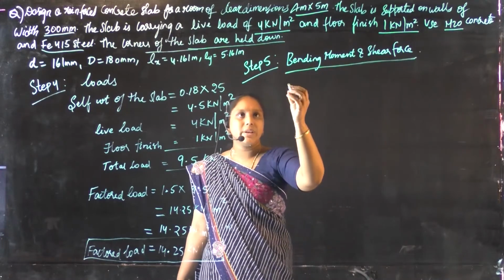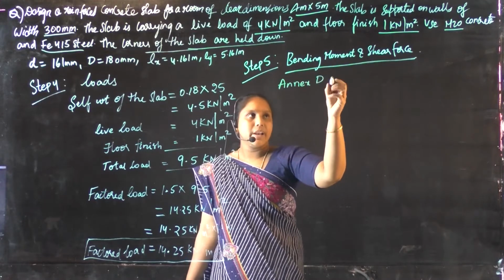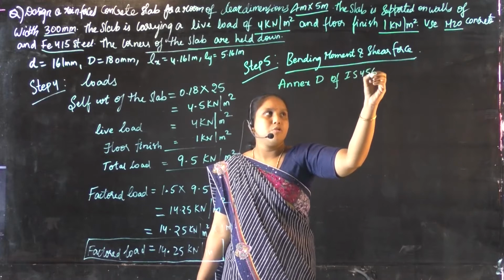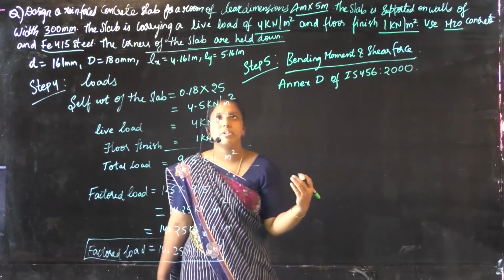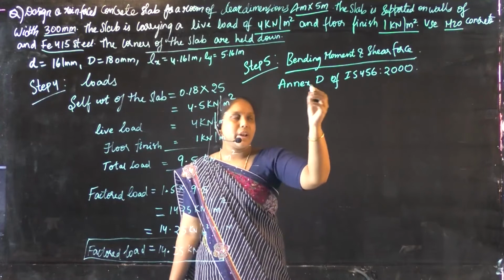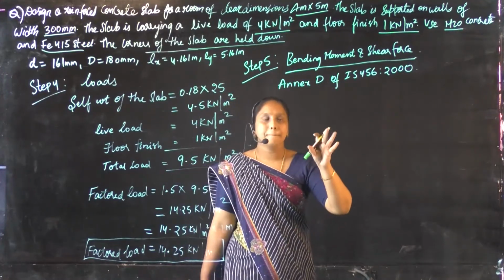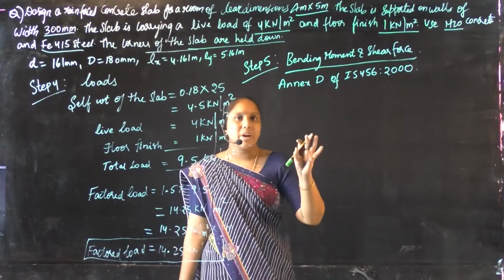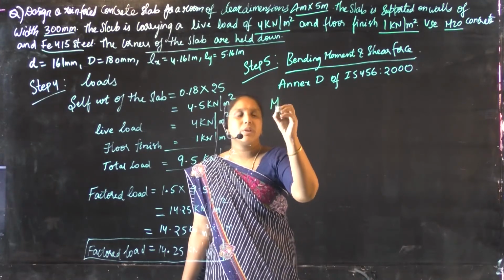The bending moments should be calculated from IS 456-2000. What is the condition given here? The condition given here is that the corners of the slab are held down. From IS 456-2000, there are equations for calculating the bending moment. Based on those equations, we are going to calculate the bending moments and the bending moment coefficients. So what are the equations given there?